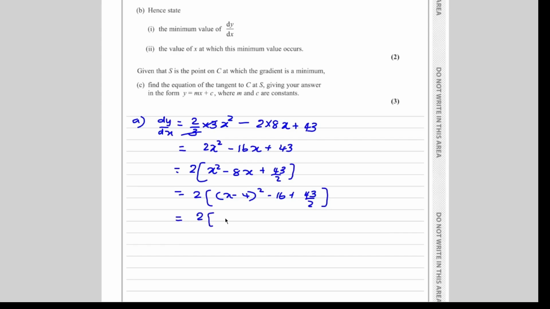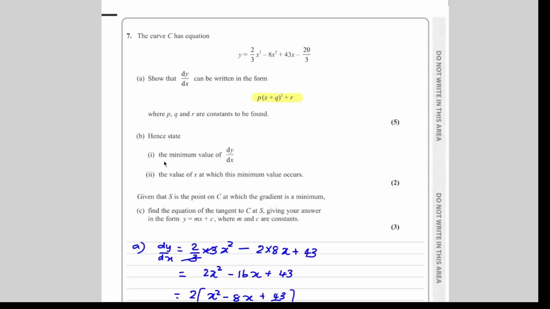2 times x minus 4 squared. Once we plug this into the calculator, we are getting 11 over 2. Once we multiply this by 2, the 2 and 2 get cancelled out, and it becomes 11. So we write it in the complete the square format. So we are done with part A. Let's move on to part B.